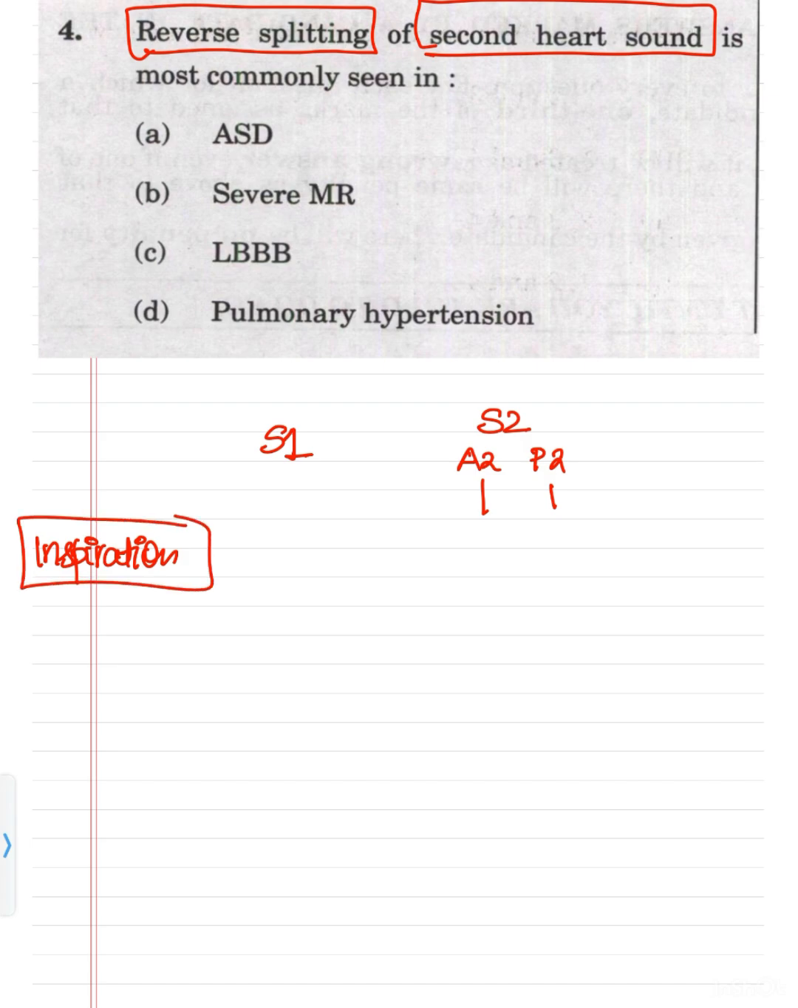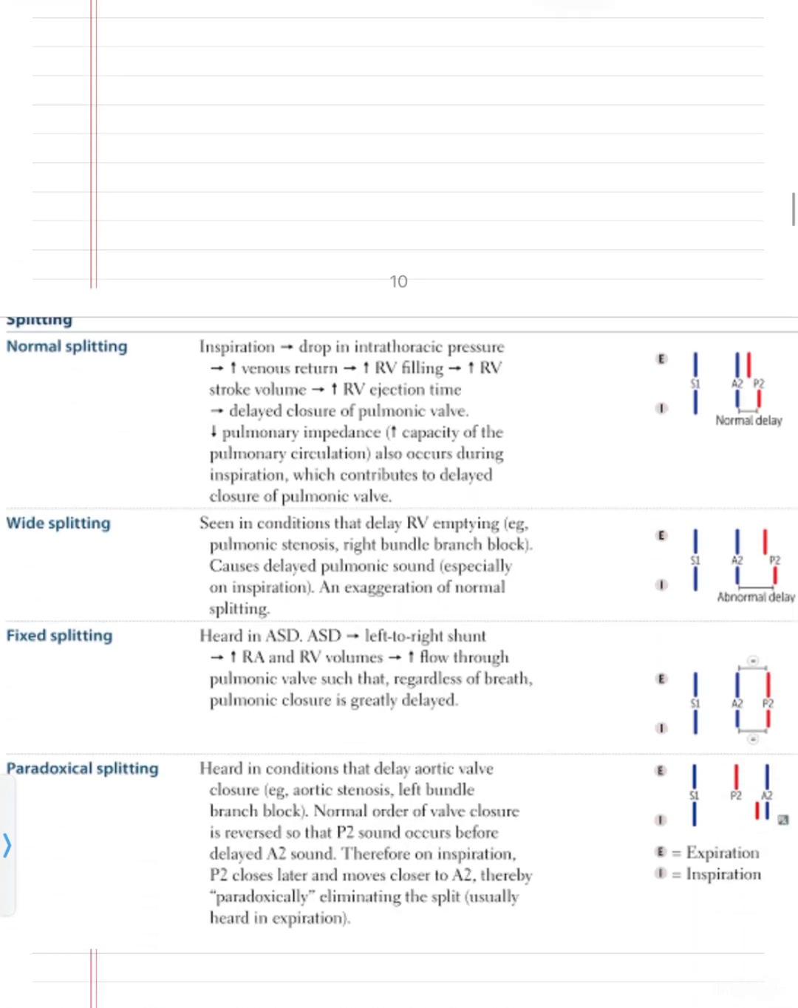But what happens during inspiration? During inspiration there is normal splitting. There is a drop in the intrathoracic pressure, like a negative pressure, and there will be sucking of blood from the great veins. So venous return will increase, so right ventricular filling will increase. So right ventricular stroke volume will increase, and so the right ventricular ejection time increases.